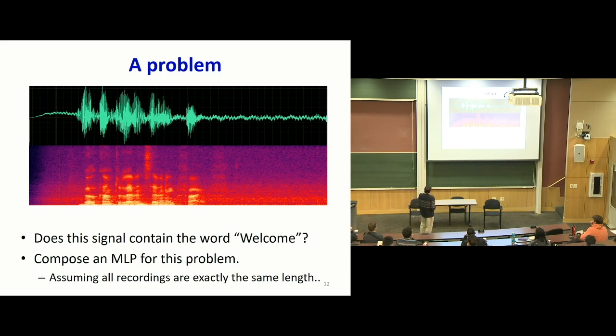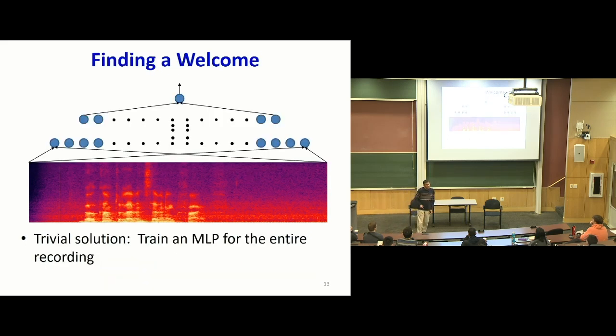Now the question here is, for inputs of this kind, can you build me a neural network which detects if the word welcome has occurred in this recording? I'm going to assume that all recordings I give you are exactly the same length, so you can just feed them into whatever network you have. Now if I give you something of this kind, the obvious answer is yes, right? I just plug a network on it, it gives me an output. No big deal. But here's the issue.